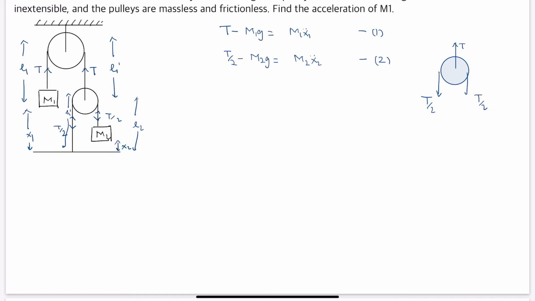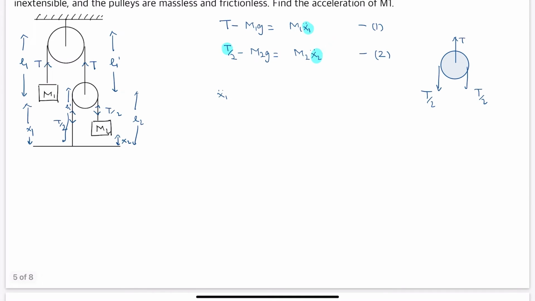Now what I want is x1 double dot, right? But here I have three variables. I have x1 double dot, x2 double dot, and tension. So obviously I want to solve this system of equations where I have three variables but I only have two equations, so I also need one more equation. So for that I will write things like this.